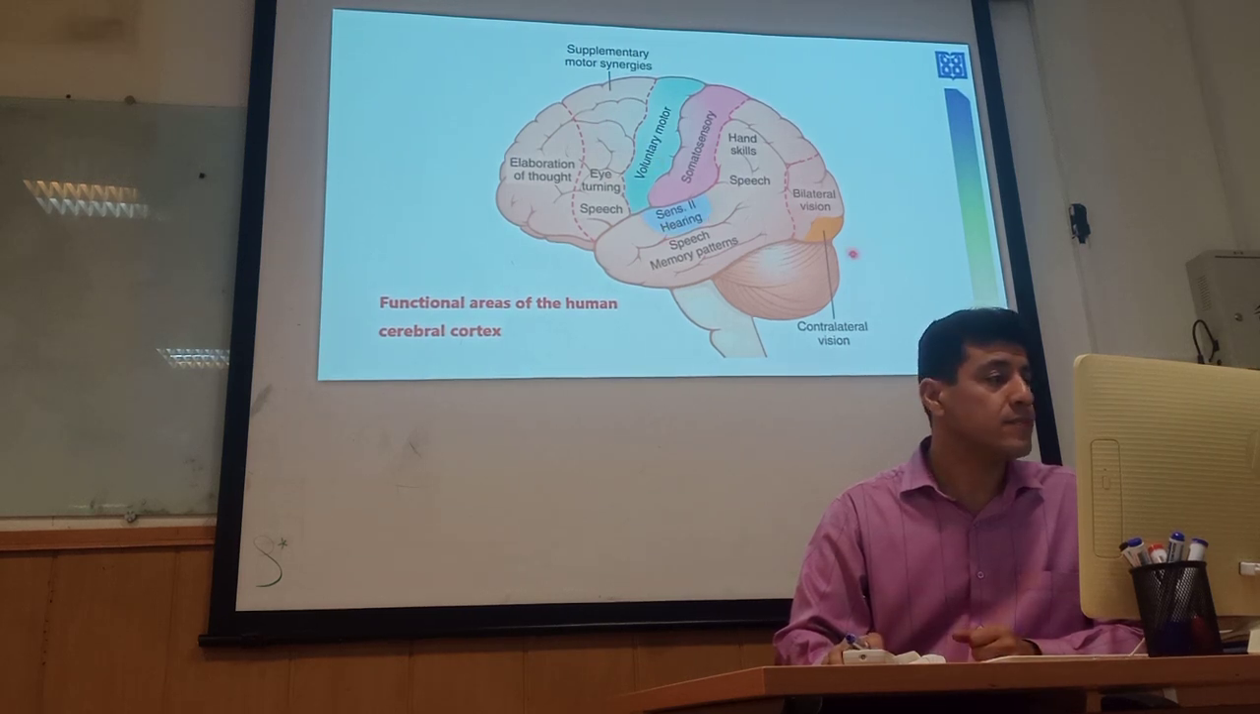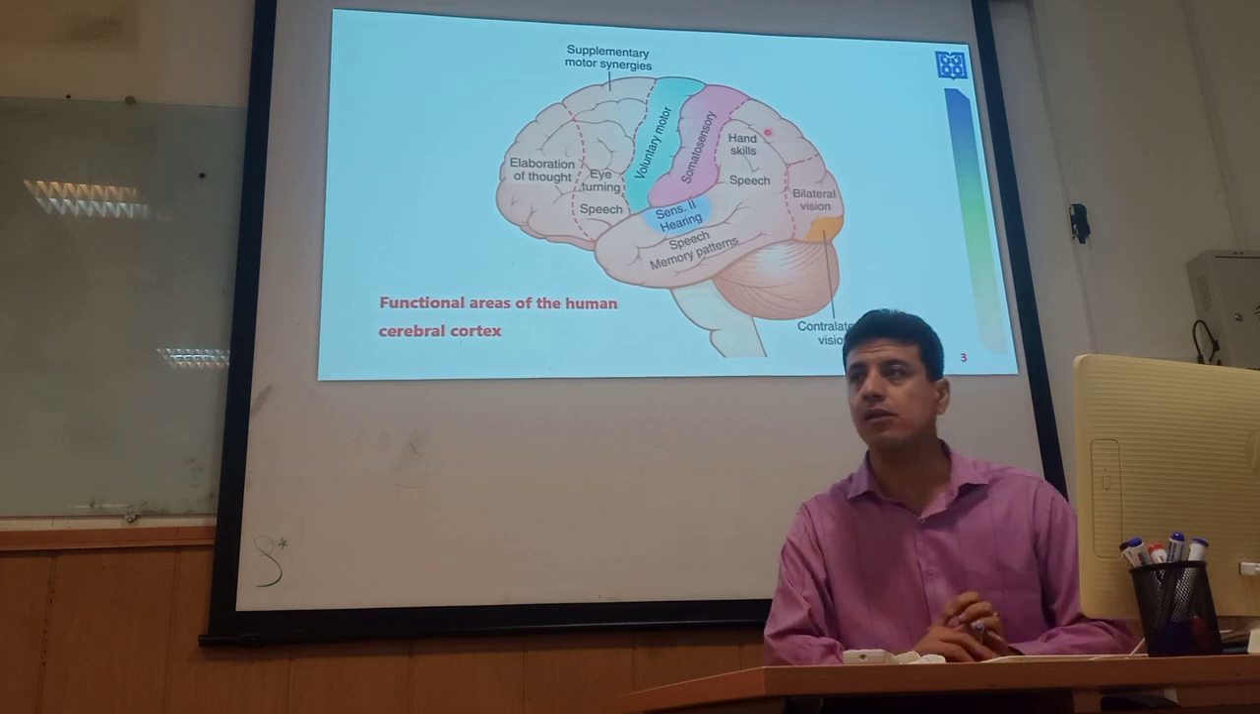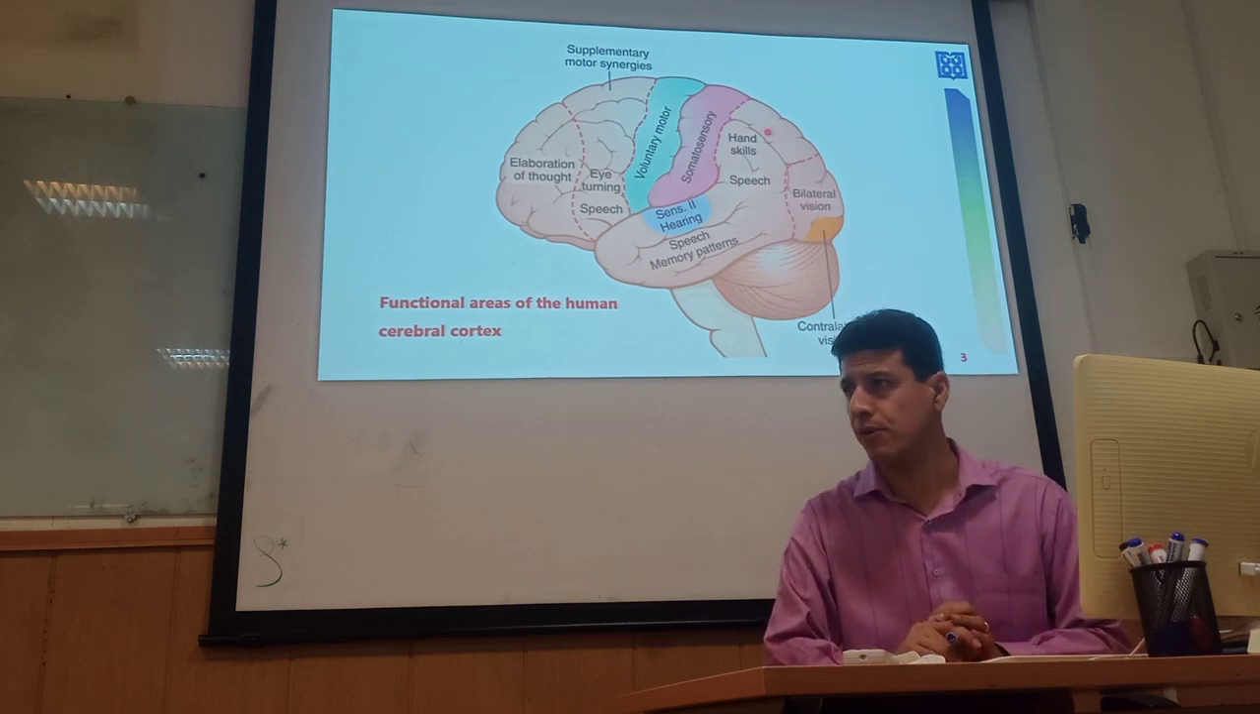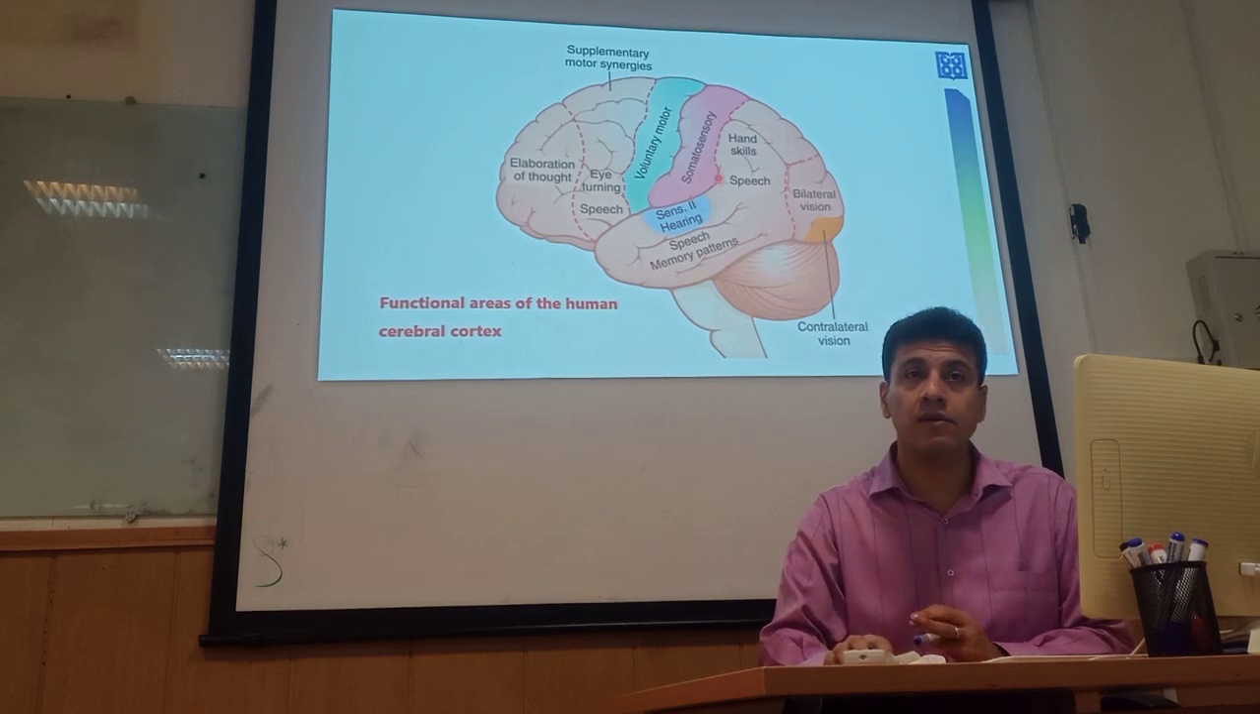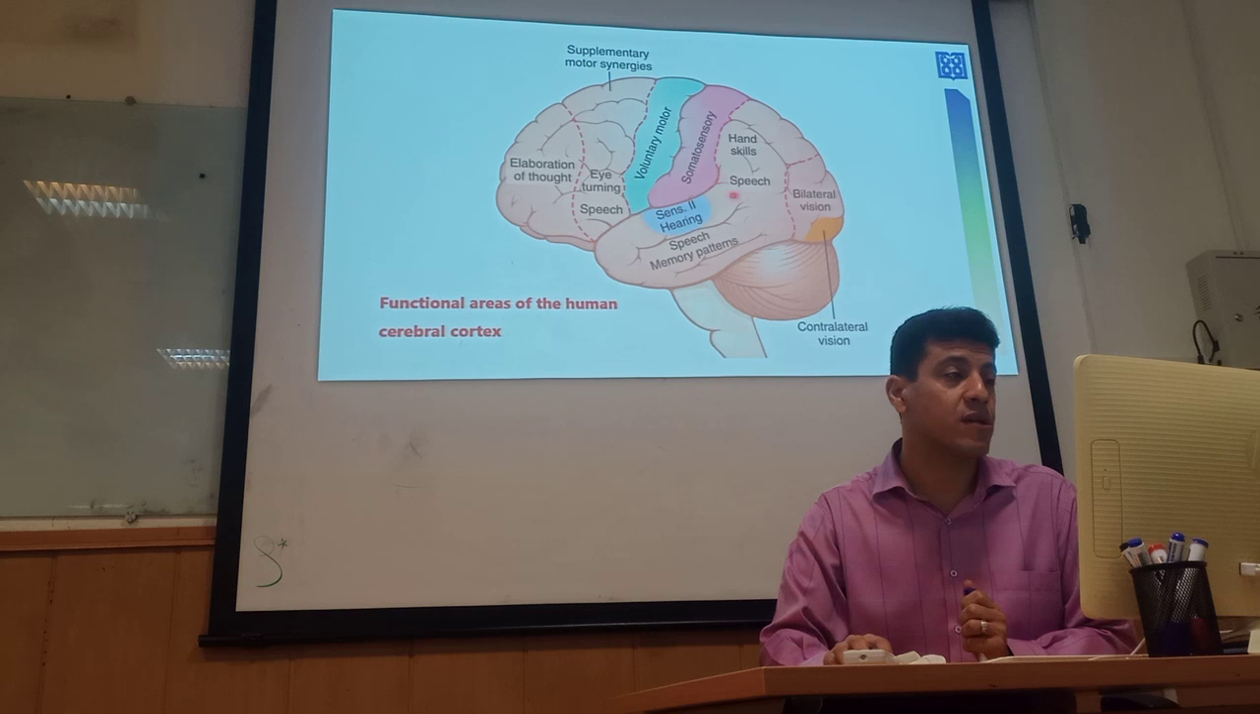So, here we have elaboration of thought in the prefrontal cortex. Hand skills in the parietal cortex. Skills are motor movements, right? But in the parietal area, which is sensory part of the brain, we have some special regions responsible for hand skill.